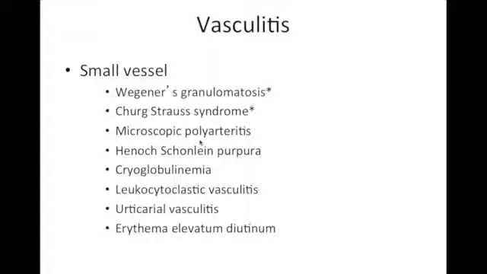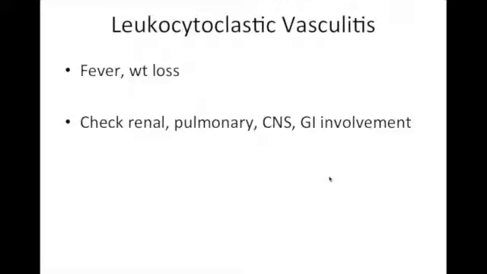Henoch-Schönlein or IgA vasculitis is a small vessel vasculitis. Cryo is predominantly small, however, can affect smaller vessels. Urticarial vasculitis, small vessel vasculitis, and erythema elevatum diutinum, which is not really where we're going with this topic, as you all are aware.